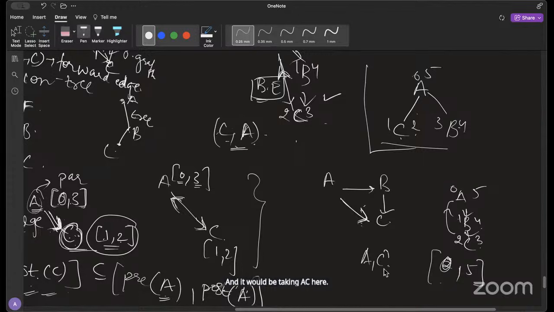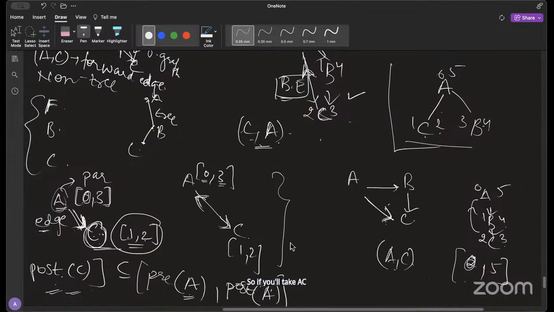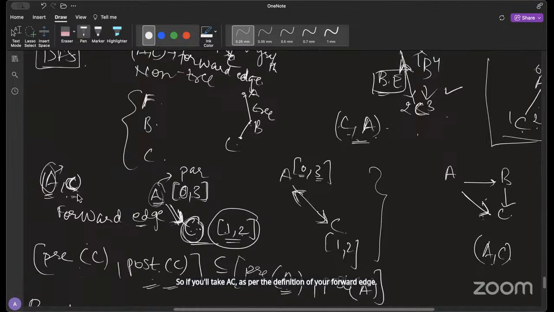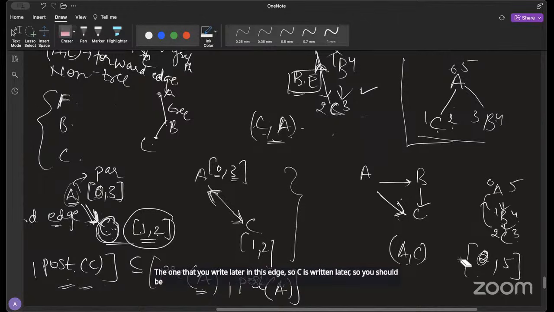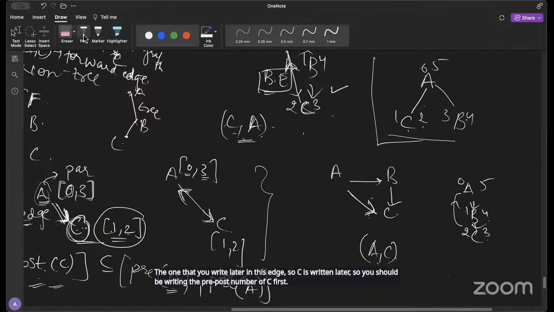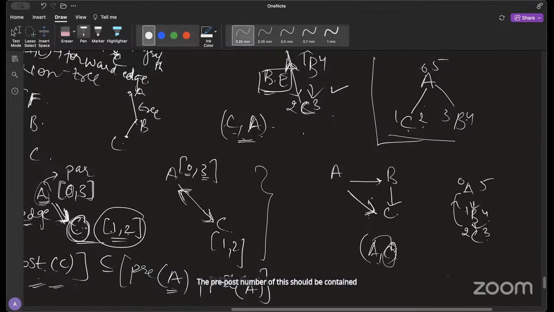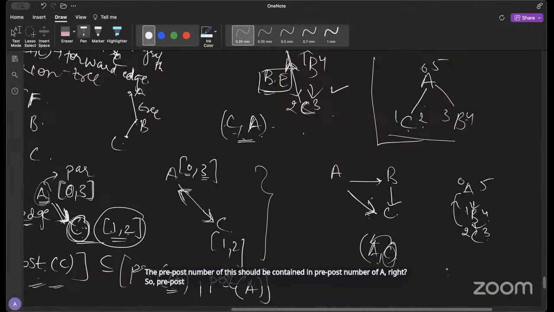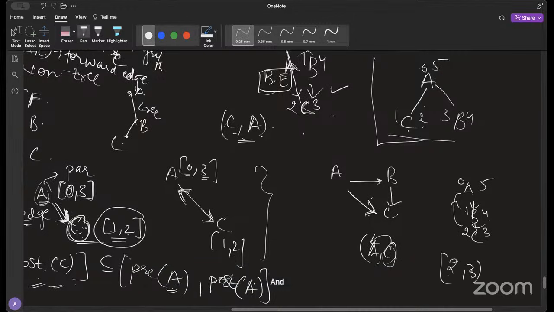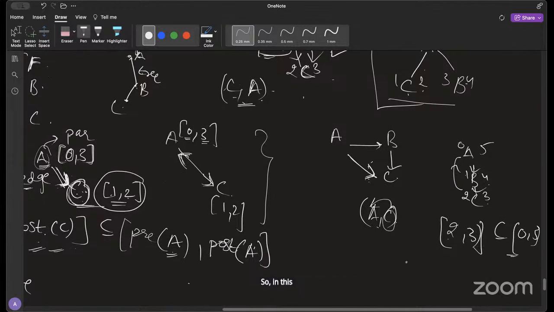If you take AC, as per the definition of your forward edge, the one that you write later in this edge, C, is written later. So you should be writing the pre-post number of C first. The pre-post number of this should be contained in the pre-post number of A, right? So the pre-post number of C is 2, 3, and it's contained in the pre-post number 0, 5. So in this case, your AC is a forward edge. Is that okay? Yes, ma'am.